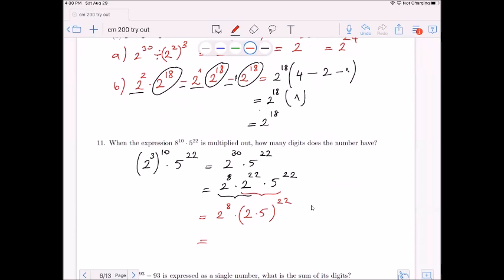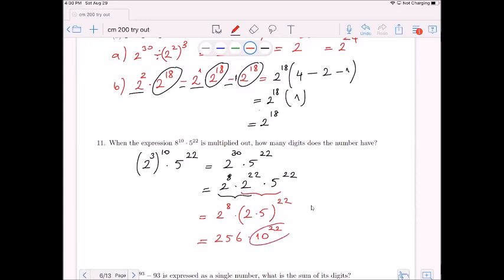2 to the power of 8. Do you know what 2 to the power of 8 is? You can count with your fingers: 2, 4, 8, 16, 32, 64, 128, and 256. Right? This is 256 times 10 to the power of 22.